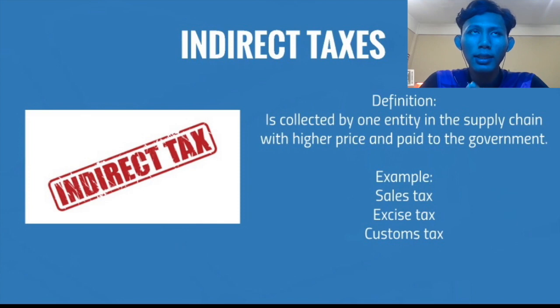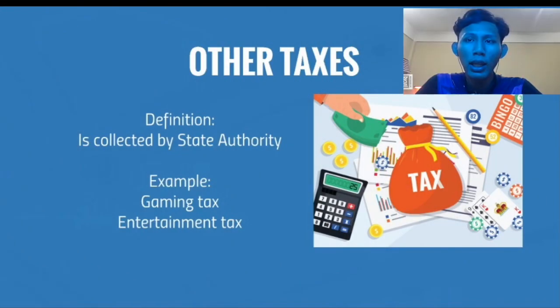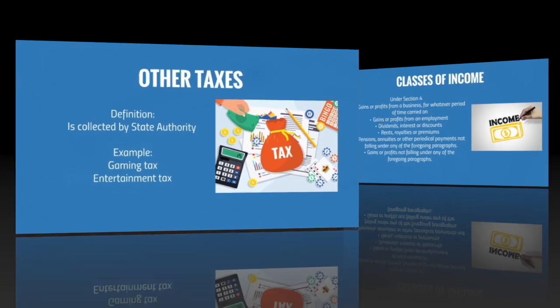Indirect tax is collected by one entity in the supply chain with a higher price and paid to the government, such as sales tax, excise tax, and custom tax. Lastly, other tax. Other tax is collected by state authority, for example, gaming tax and entertainment tax.